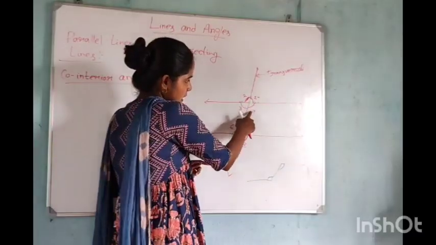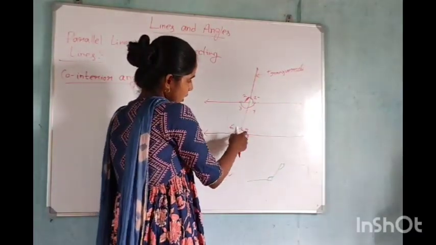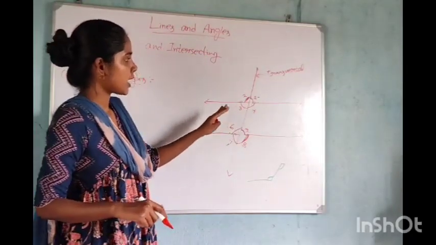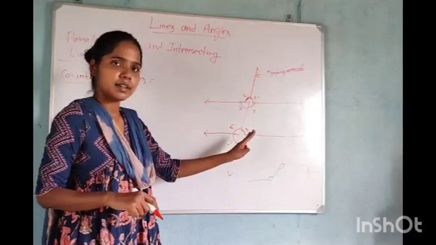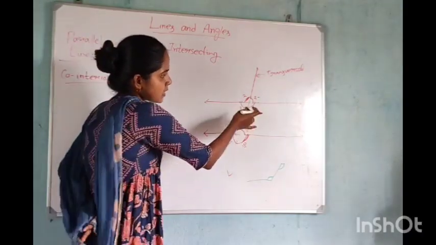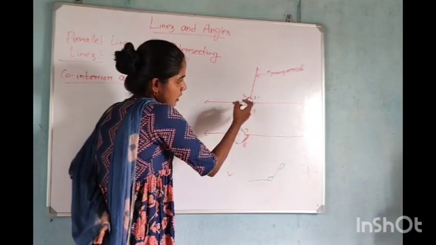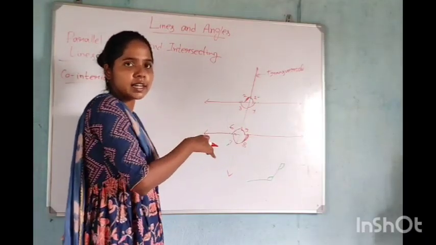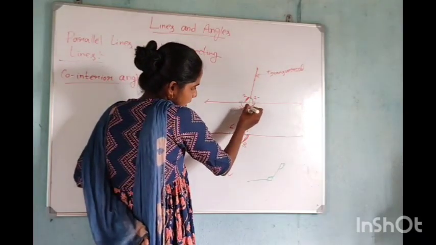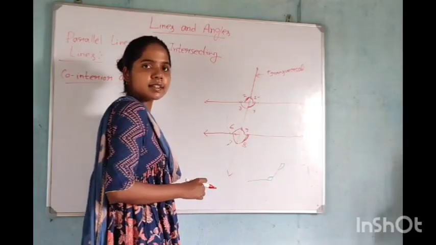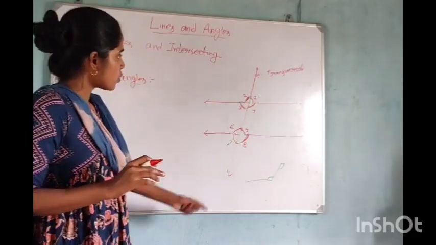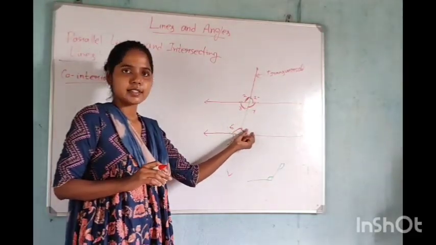Okay. So in this part there are four angles: 4, 3, 5, 6. Co-interior angles are almost like corresponding angles. They will be on the same side, but they should be interior. It looks alike, meaning if it is above the line, the other angle will also be above the line, not under the line. So in co-interior angles, you can see that these two angles are on the same side. So 4 and 5 are called co-interior angles.